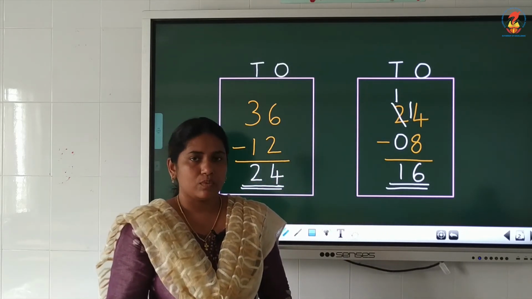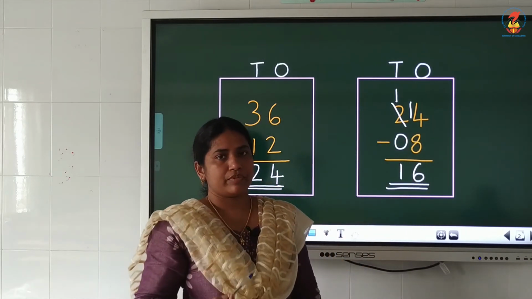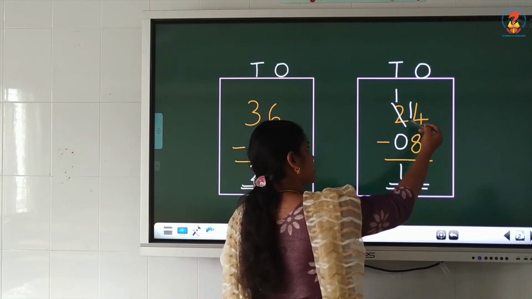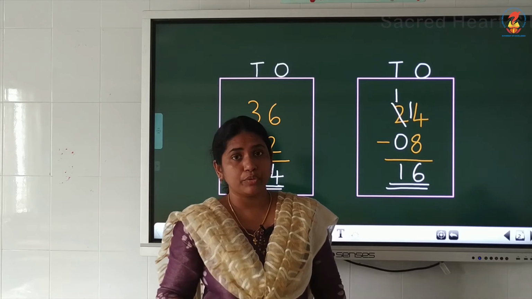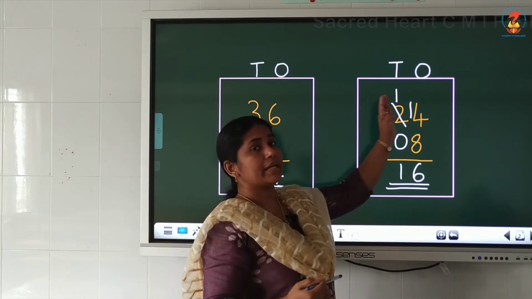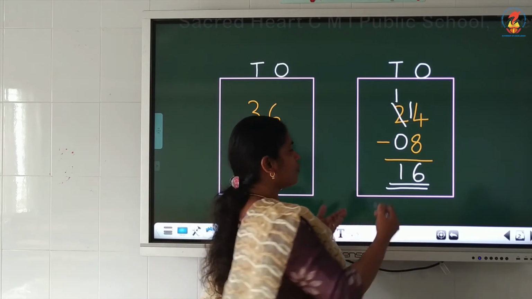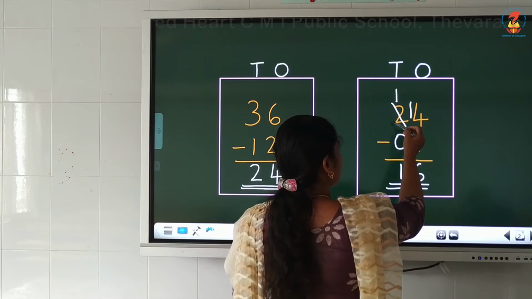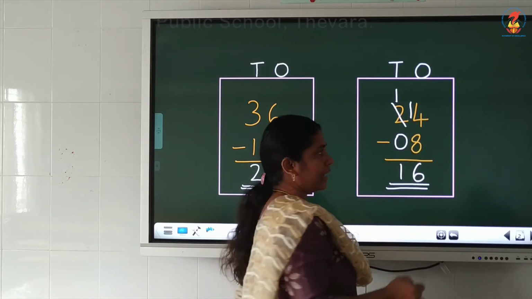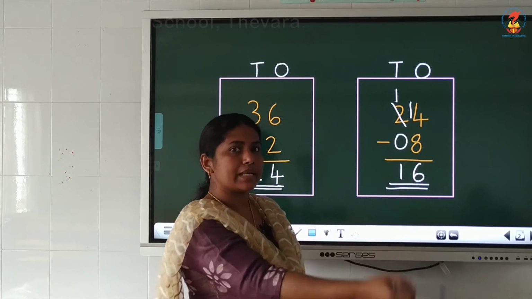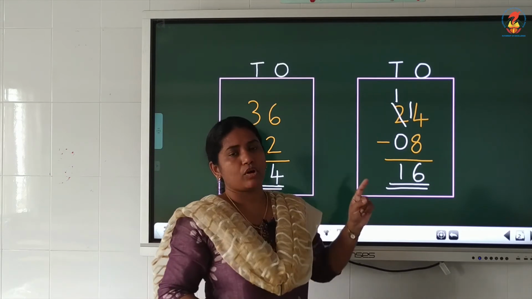Is it clear? Once again, when we subtract this type of numbers, that means the top number is small and the down number is big, we can't subtract. So what do we have to do? We have to borrow a number from the nearest one and make the top number big. So for that, this 4 is borrowing 1 from this 2 and becomes 14, and this 2 is sharing 1 to the nearest number, so 2 will become 1. Cut and rewrite 1 at the top.